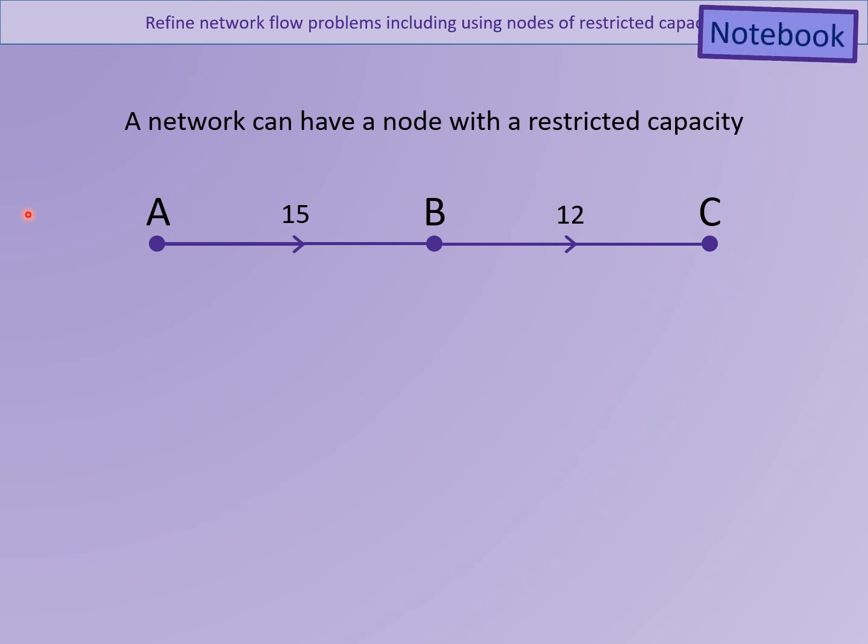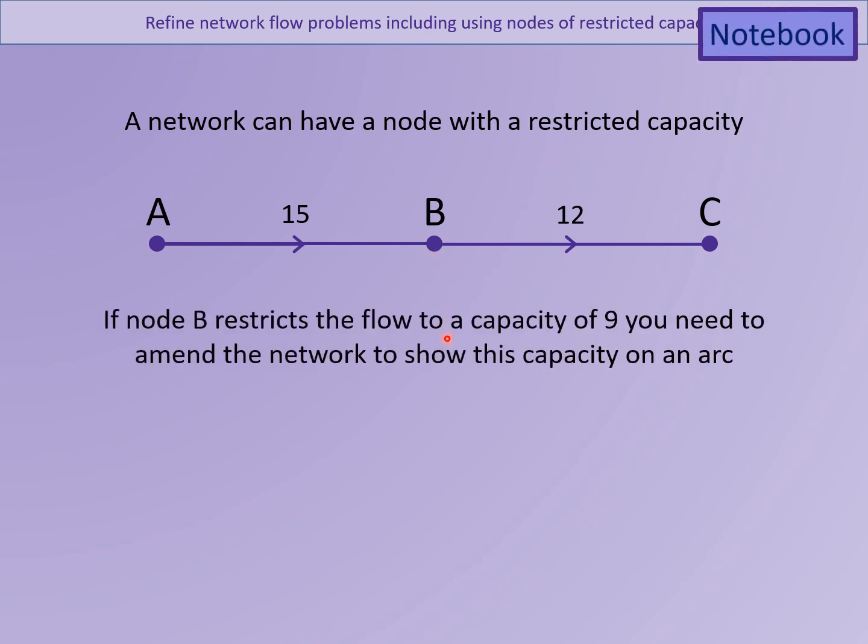So one last part that you might just be asked about is nothing to do with upper and lower capacities, but it is to do with restricted nodes. So normally in a situation like this, you know that to flow from A to B, you have a maximum flow of 15. To flow from B to C, you have a maximum flow of 12. But let's say, for example, you have a situation where the actual B value itself is a restriction. So an example could be like this.